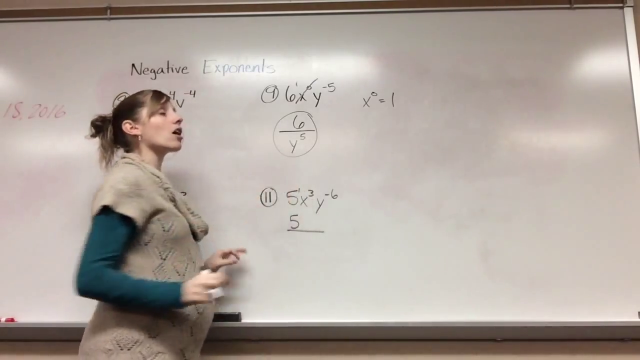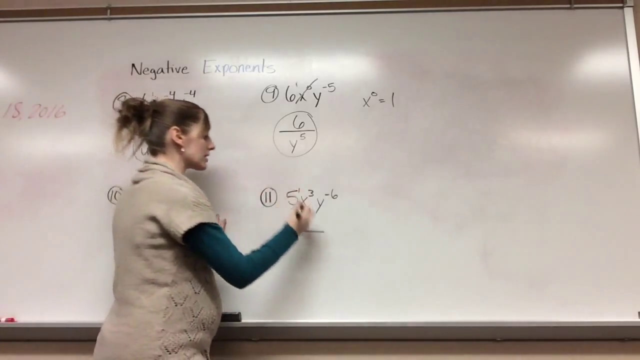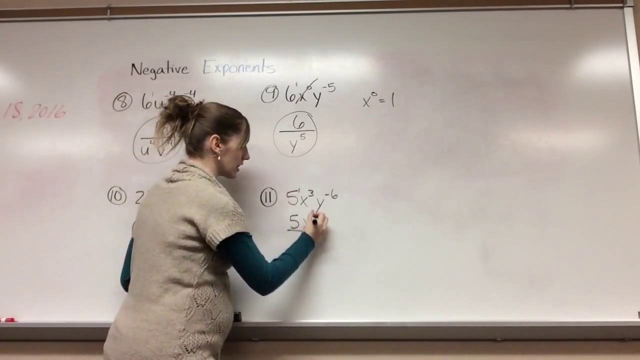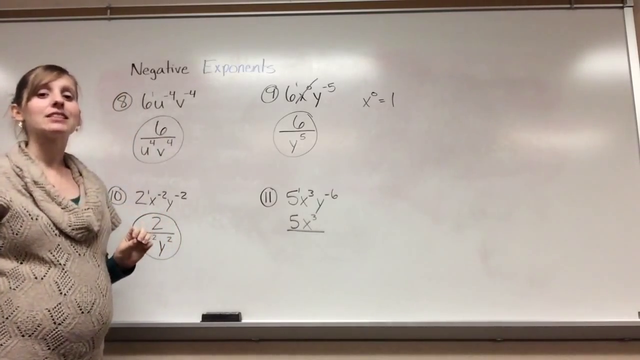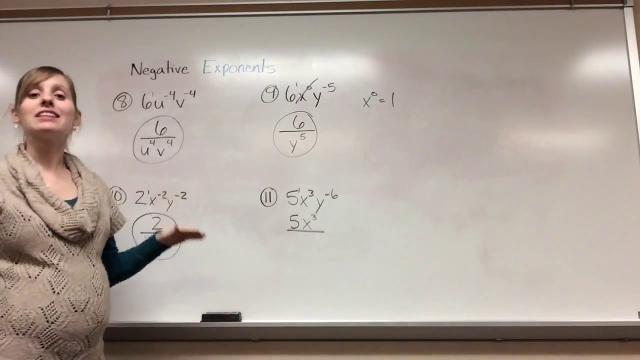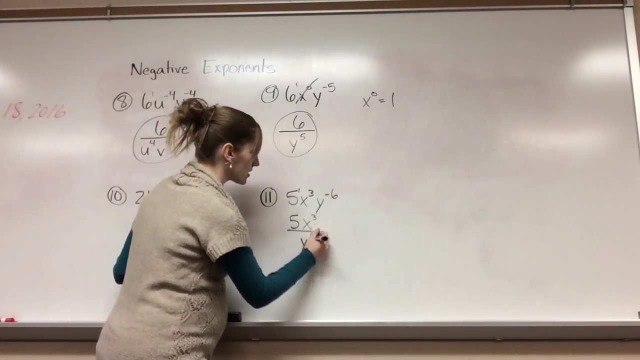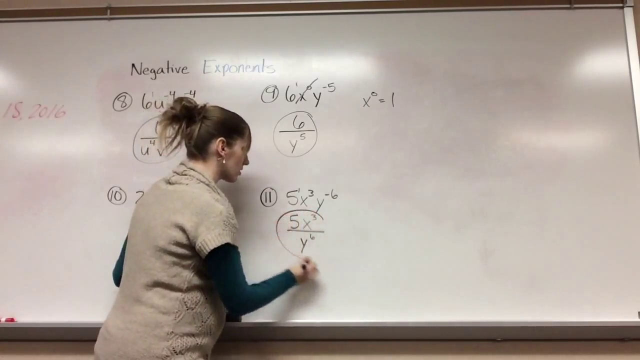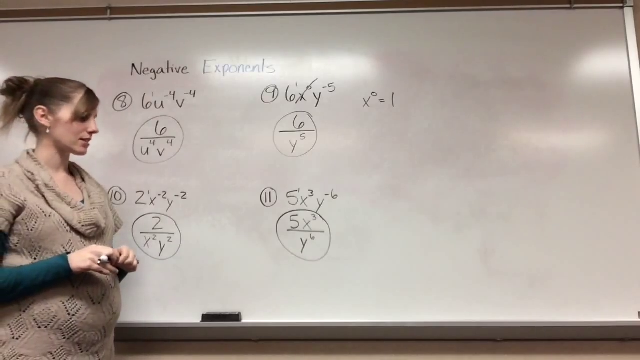X to the 3rd also has a positive exponent, so it also belongs at the top of my fraction in the numerator, x to the 3rd. Y to the negative 6th has a negative exponent, which means it belongs in the denominator of my fraction as y to the 6th. And that's our solution for problem number 11. 5x to the 3rd over y to the 6th.